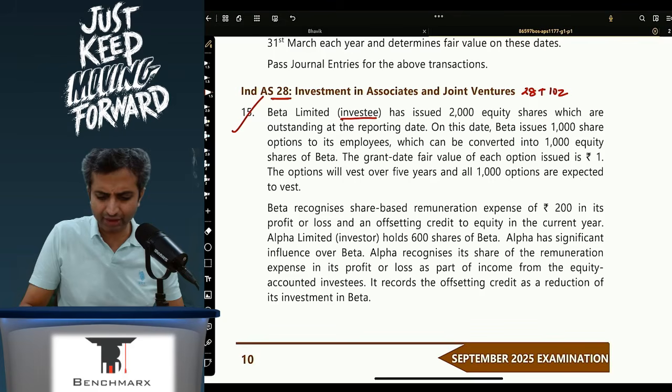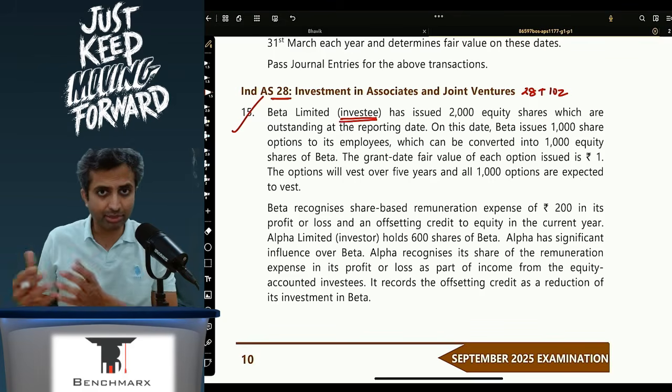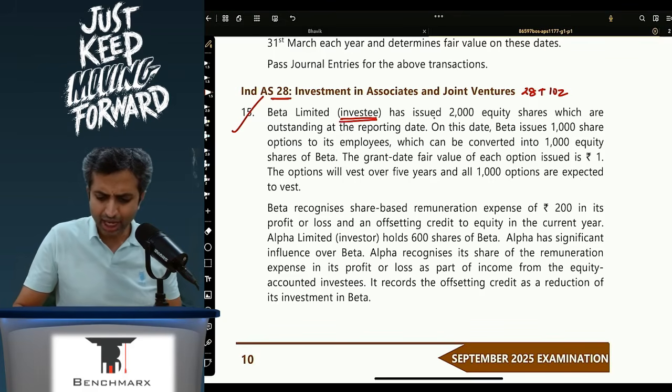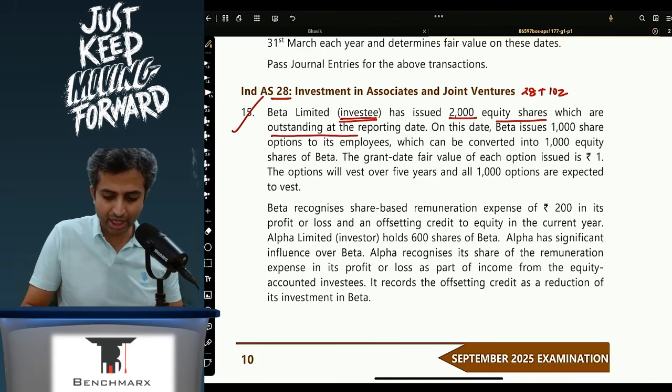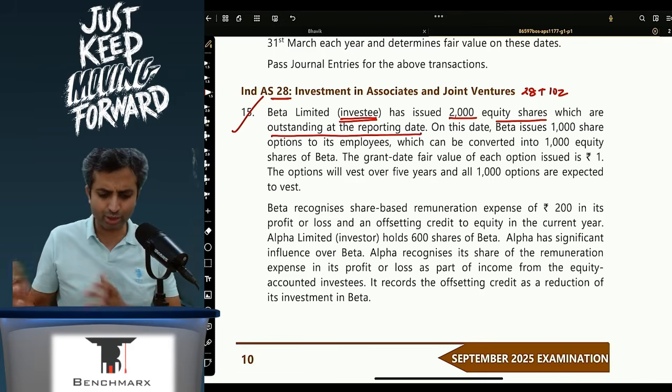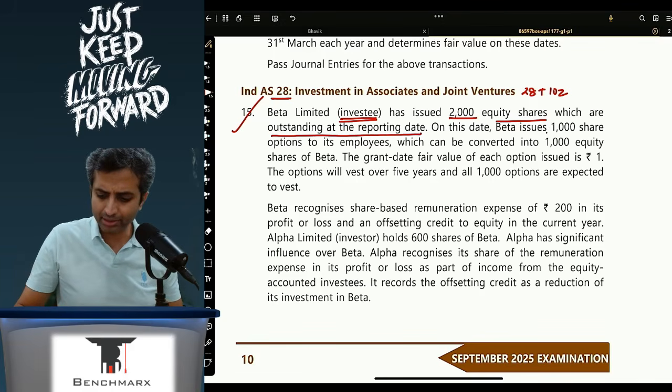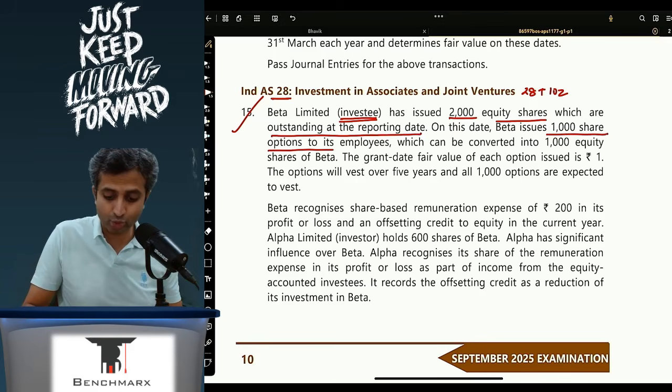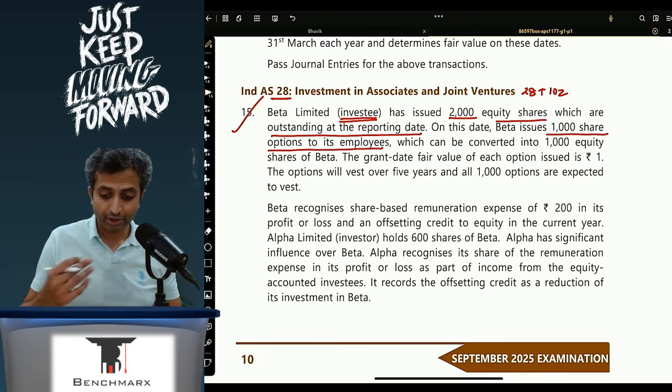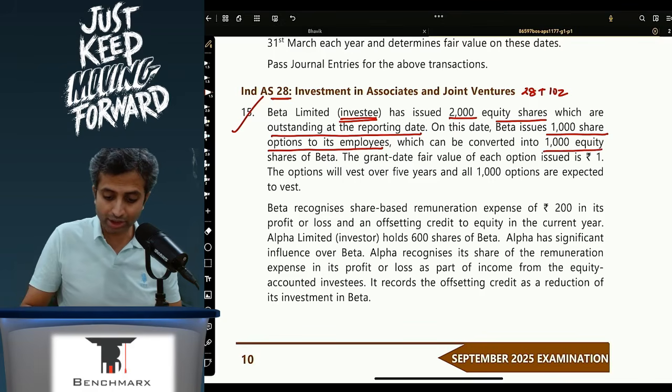Beta Limited, who is the investee, maybe like the target company in which the investment was made, has issued 2,000 equity shares which are outstanding at the reporting date. Great. So it has 2,000 shares outstanding. On this date, Beta issues 1,000 share options to its employees, which can be converted into 1,000 equity shares of Beta.